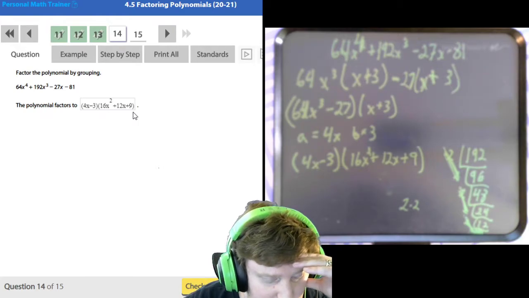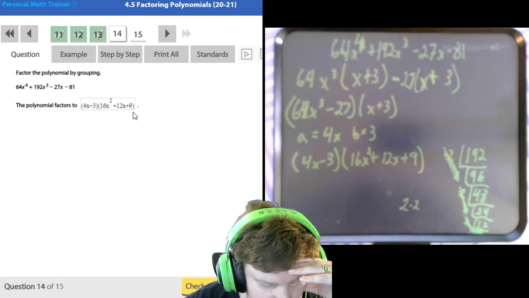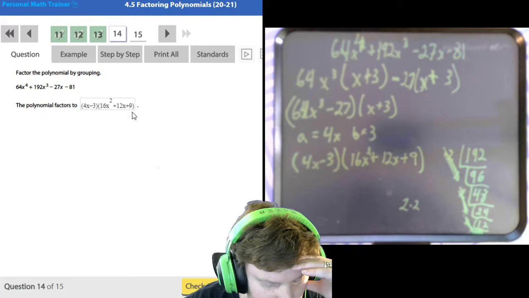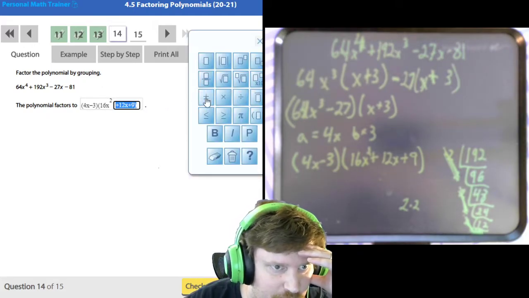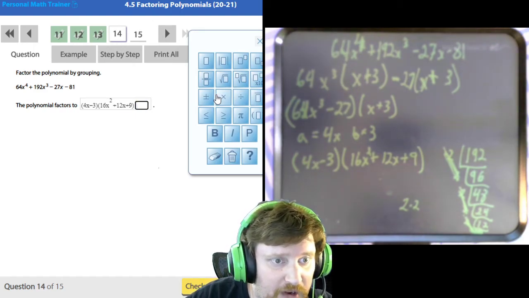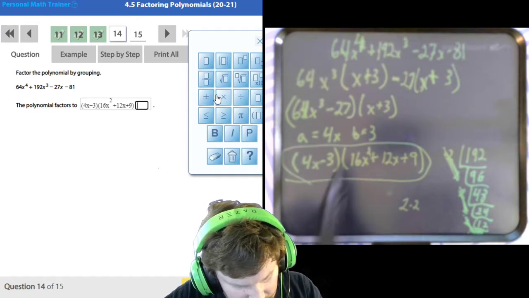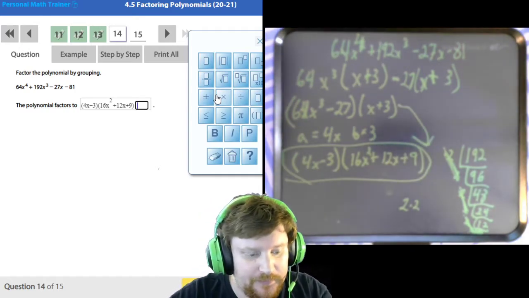I do not see the problem here. I do not see the problem at all. Oh, yes I do. So what I wrote down there was just this. I forgot to bring down the x plus 3.